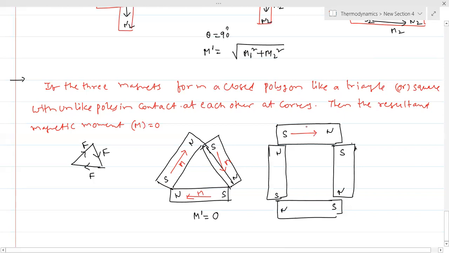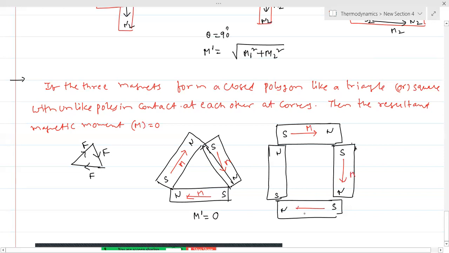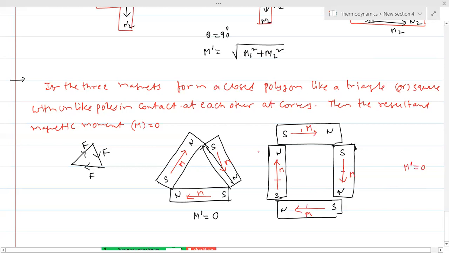I'm taking this as capital M, always from south pole to north pole. This is capital M and this is capital M. So from here it is clear that this M and this M get cancelled with each other, and this M and this M get cancelled with each other. So finally we will get the resultant magnetic moment equivalent to 0.